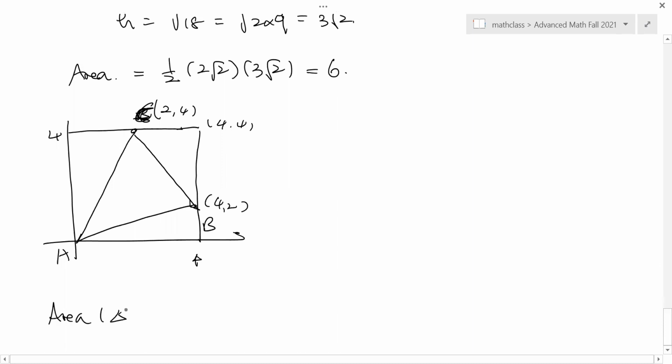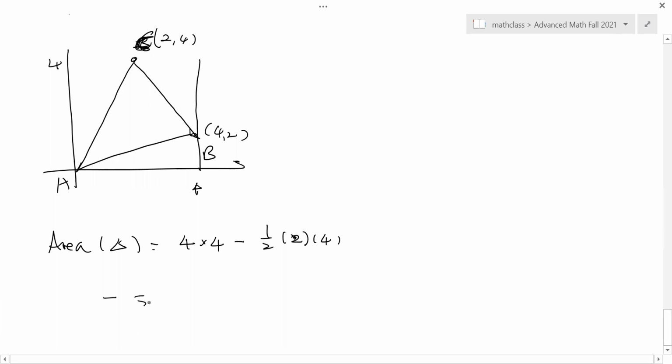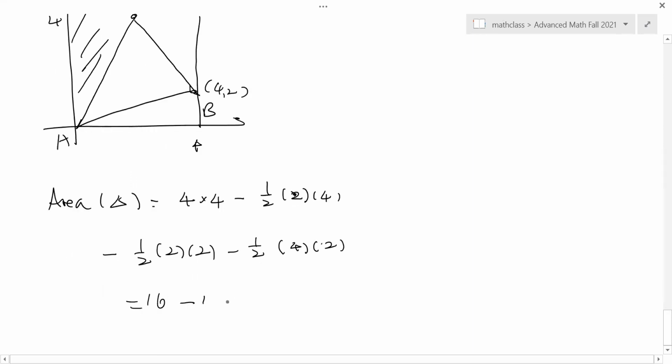So the area of the triangle is going to be the area of the square, 4 times 4, right? Minus the area of the right triangle at the bottom, and that is going to be 2 times 4. And then the area of the upper right triangle will be 2 times 2, because the edge length is 2 and 2. Then subtract the area of the other triangle, and that will be 2 and 4, okay? So this area is going to be 4 times 2 divided by 2. So now you get 16 minus 4, minus 2, minus 4. Okay, so the answer is 6. So you got the same number, but it's a much easier, quick way to solve the problem.